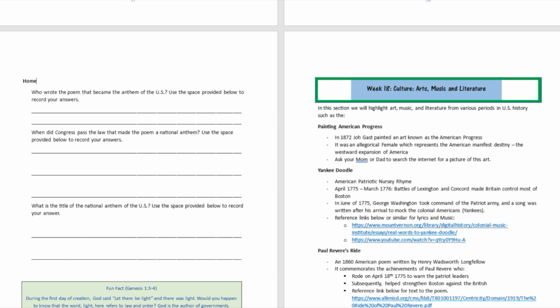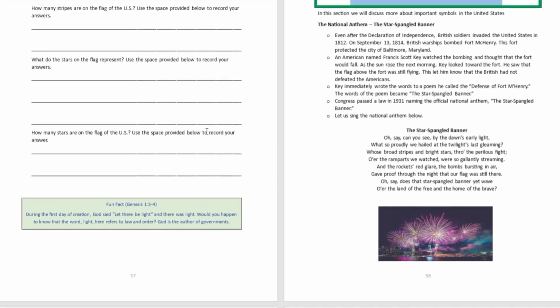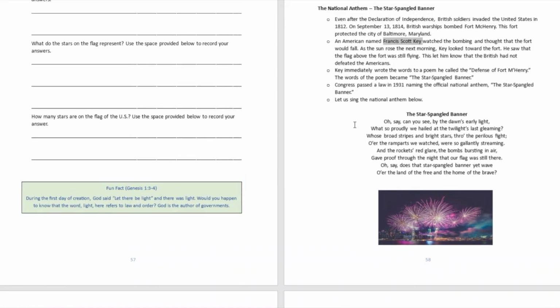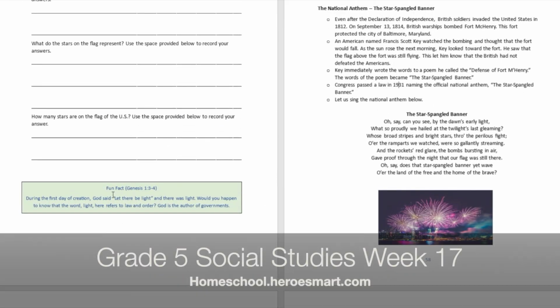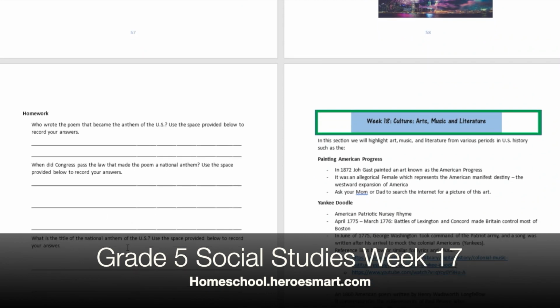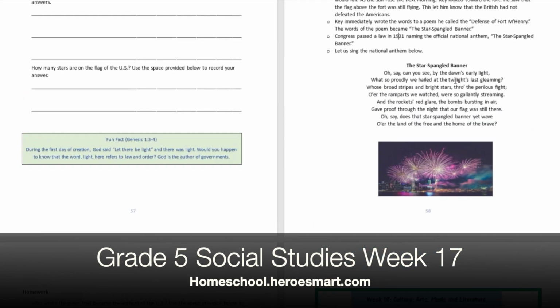Who wrote the poem that became the anthem of the United States? Well, the answer is going to be right over here. That person is Francis Scott Key. When did Congress pass the law that made the poem a national anthem? Well, that was in 1931. What is the title of the national anthem of the United States? It's called the Star-Spangled Banner.